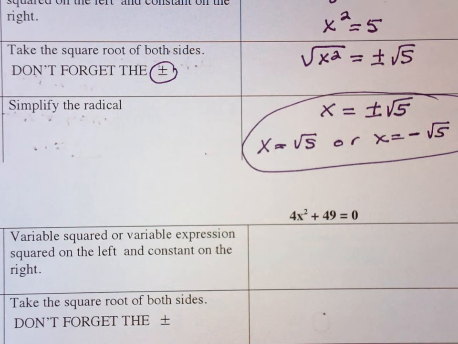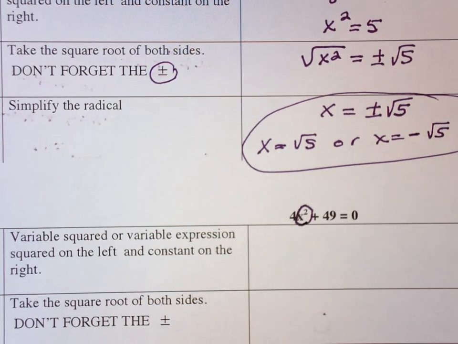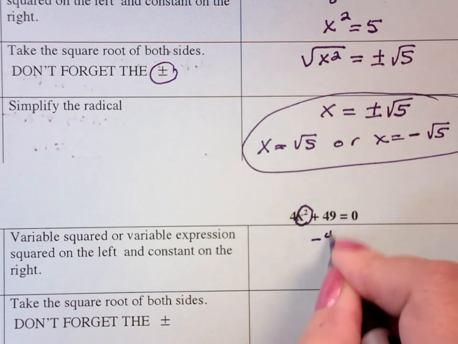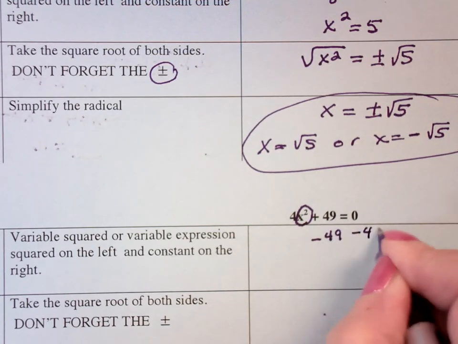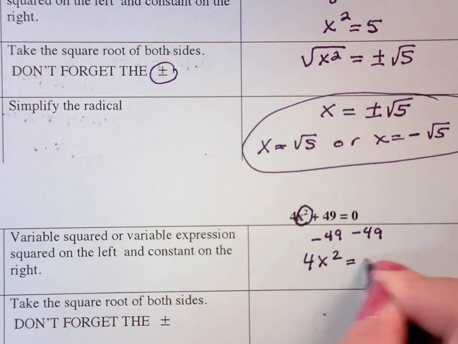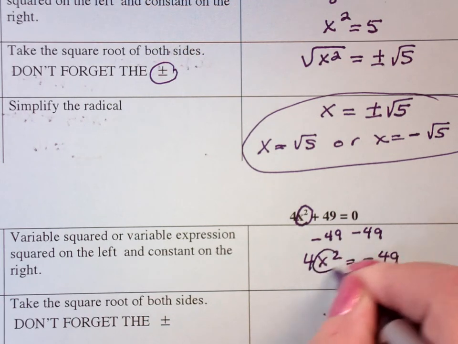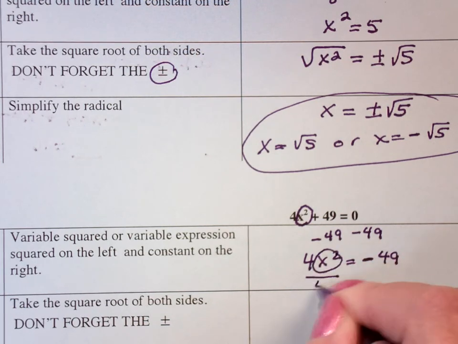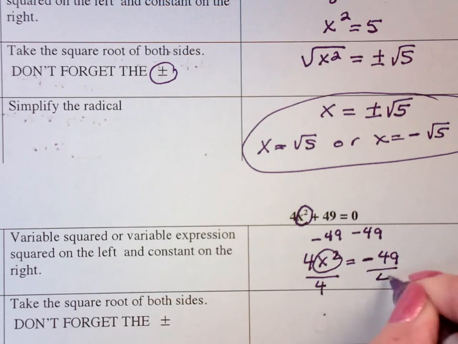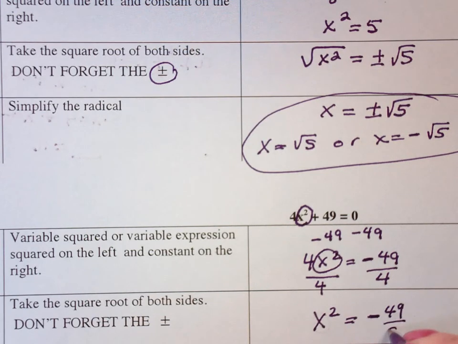Now, variable squared. Here's the variable squared right there. That means I need to get him by himself. To do that, I'm going to have to subtract 49 from both sides, so that 4x squared equals the opposite of 49. I still need to get x squared by itself, so I need to divide both sides by 4. So I get that x squared is minus 49 over 4.